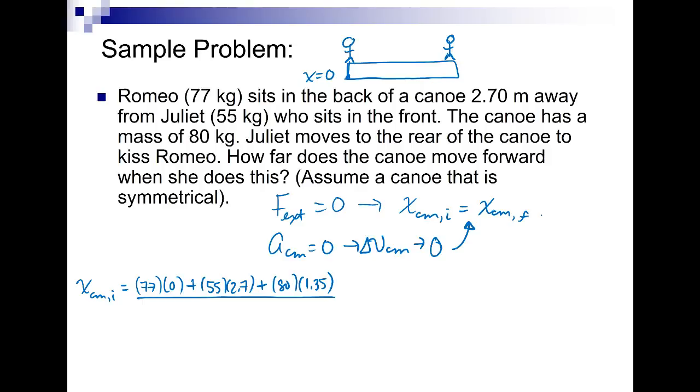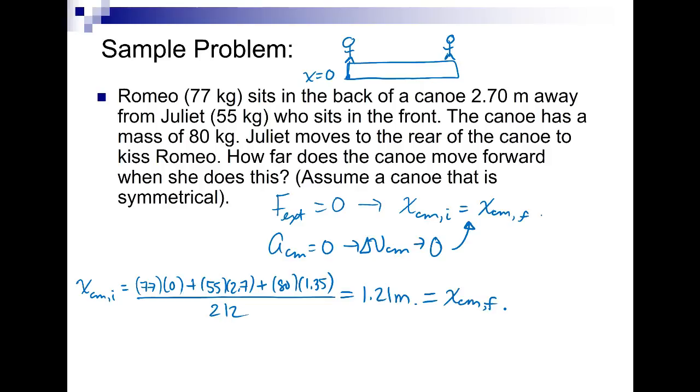So that's going to be 77 plus 55 plus 80 is 212. And so that means that the x center of mass is simply going to be at about 1.21 meters. Now that's going to remain constant, so that's going to be equal to x center of mass final.